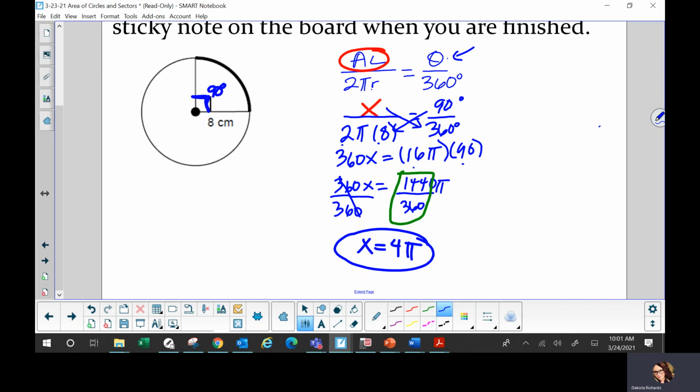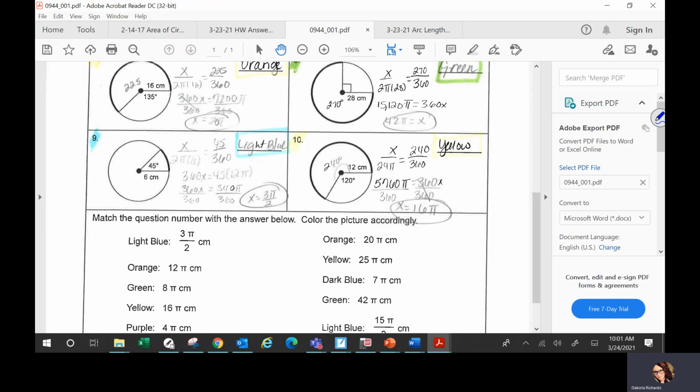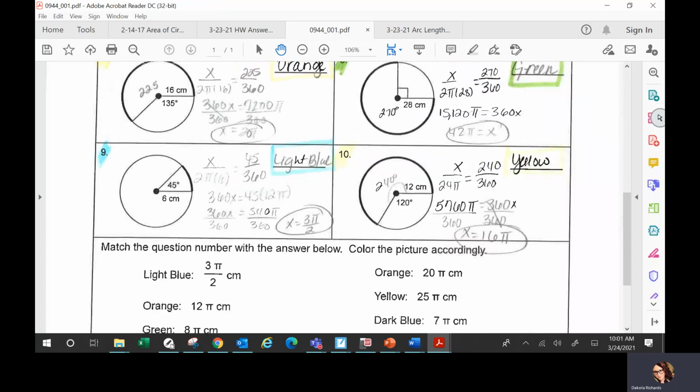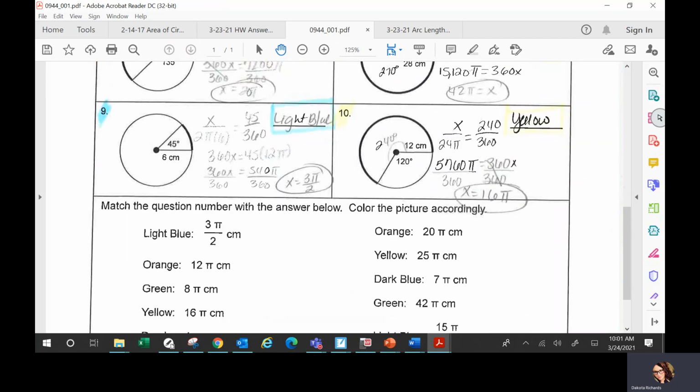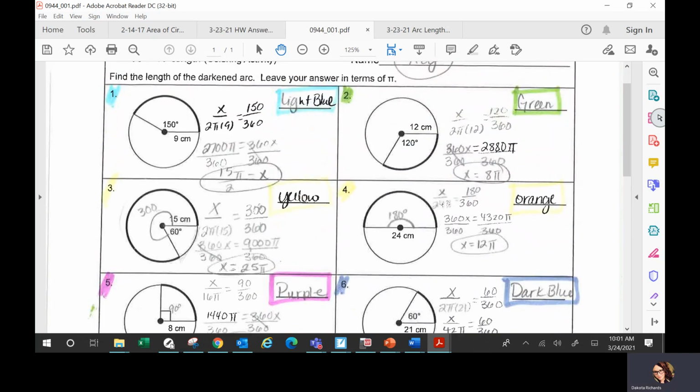Okay, here were the other answers to yesterday's coloring activity. Do you have any burning questions? Any questions that you need addressed right now?